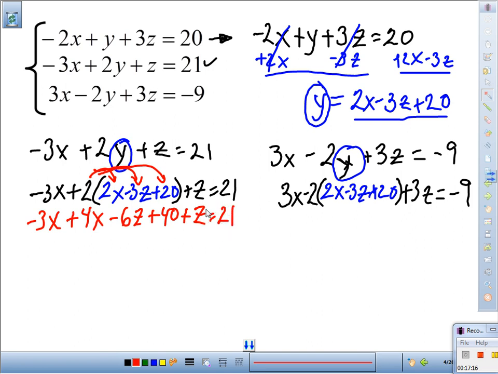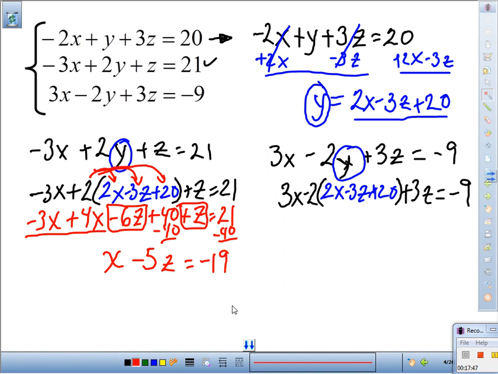Am I done? No, let's combine like terms. What is negative 3x plus 4x? X. What is negative 6z plus 1z? Negative 5z. But now look up. I have constants on both sides of the equation. What do I need to do to the 40? Subtract 40 to each side, and that leaves me with equal to negative 19. Look at it. Can I combine anything else on that one? No. I'm going to switch to green now, and I'm going to simplify the other equation.